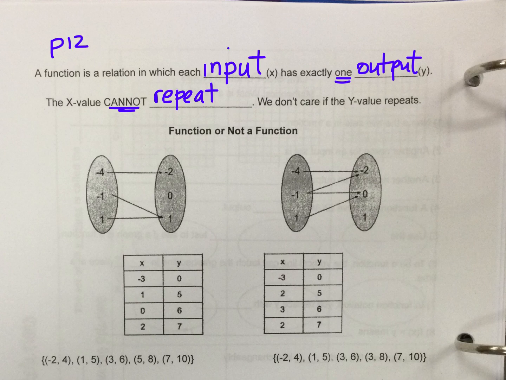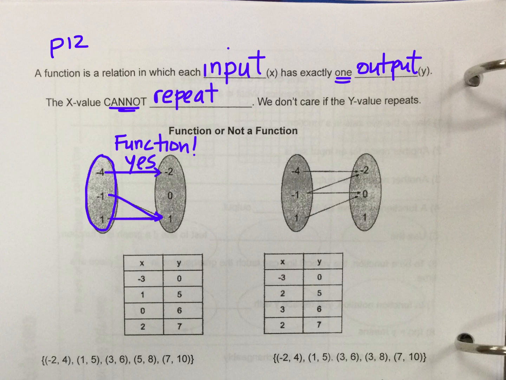So I'm going to look at this map. I have -4 goes to -2, -1 goes to 1, and 1 goes to 1. So there's only one line going off each of my x values. When that happens, it means you have a function. Yes, this is a function.